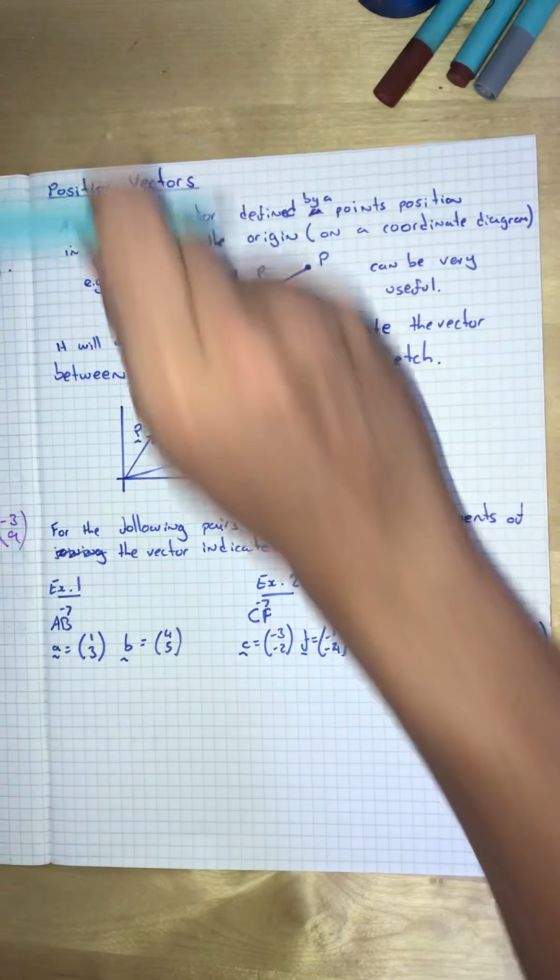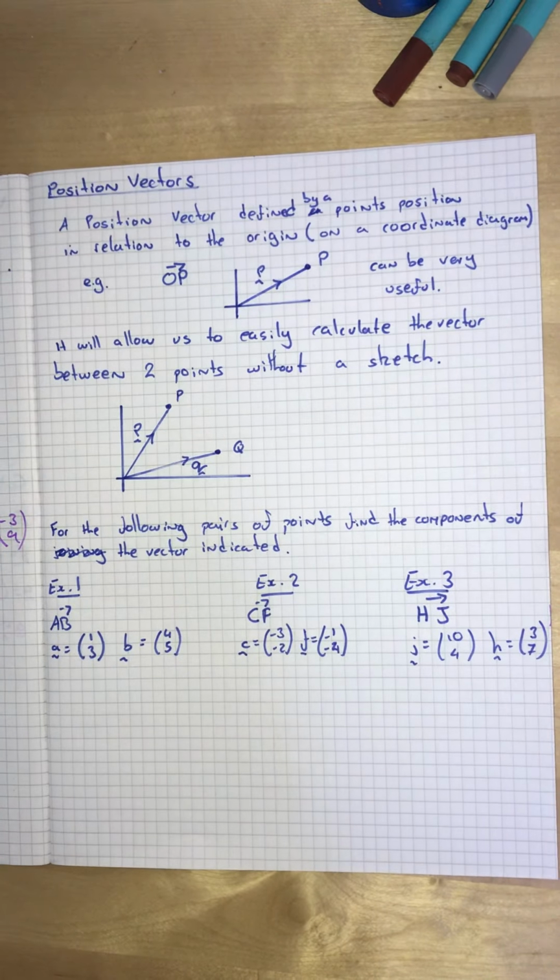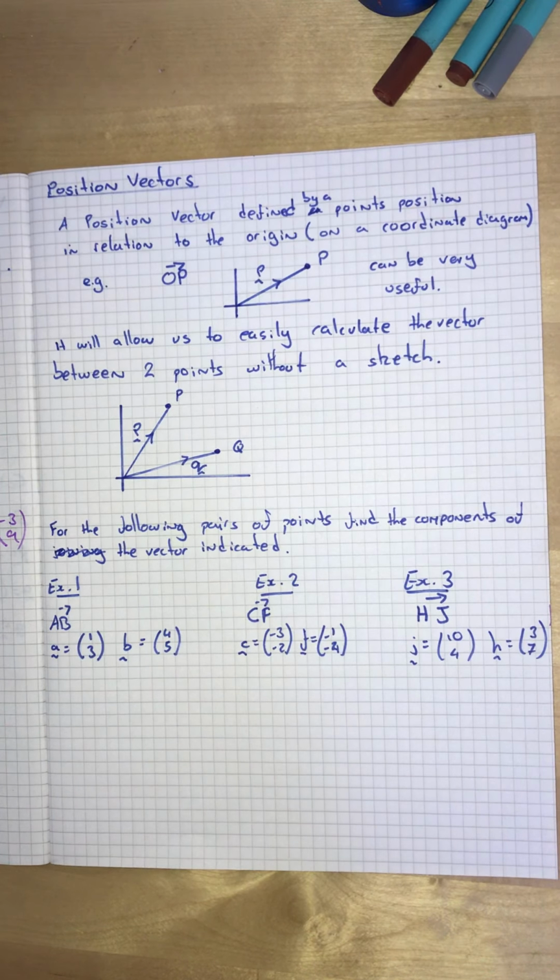Hi. So we're going to talk about position vectors in this video. A position vector is just any vector describing the position of something. A position vector relating to the origin of a coordinate diagram can be very useful. It allows us to easily calculate the vector between two points without a sketch.